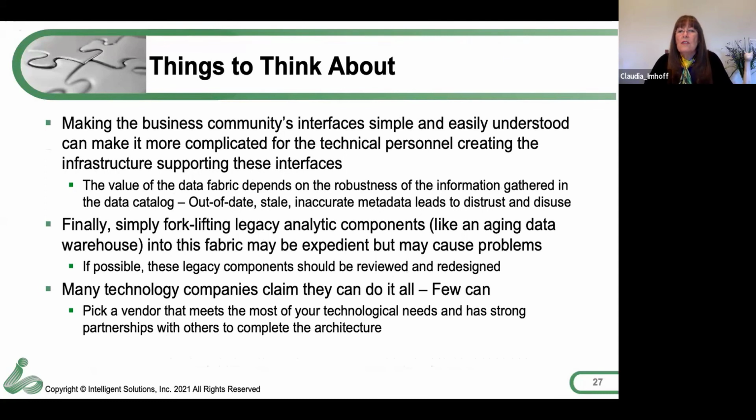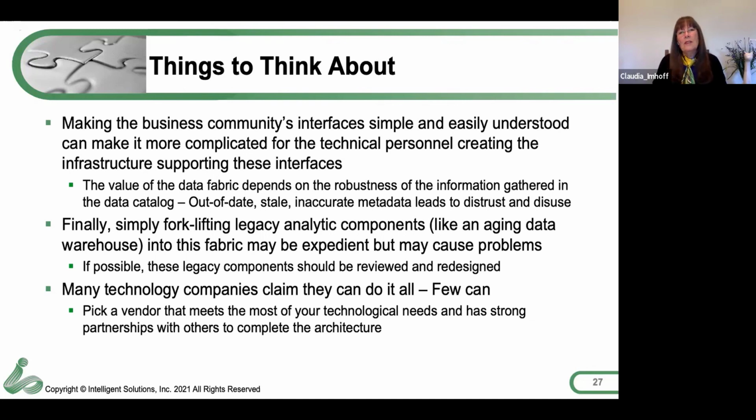The business community interfaces are simple. They're easy to understand. That's one of the keys. We want to make it as simple as we possibly can. Unfortunately, the more simple we make the front end, it means the back end gets far more complicated for the technical people. The value of the data fabric depends on the robustness of the information found in that data catalog. Out of date, stale, inaccurate metadata immediately leads the users to distrust the data, not use it, go off on their own, find their own data that they do trust.